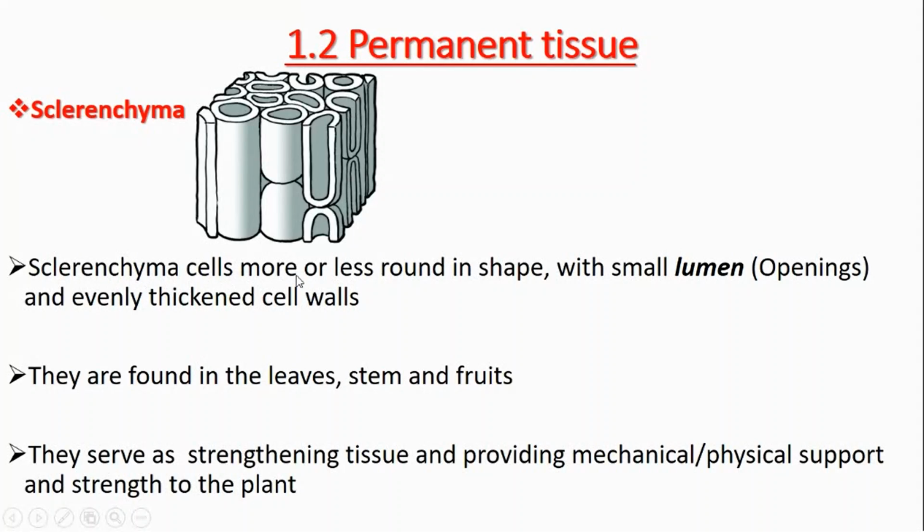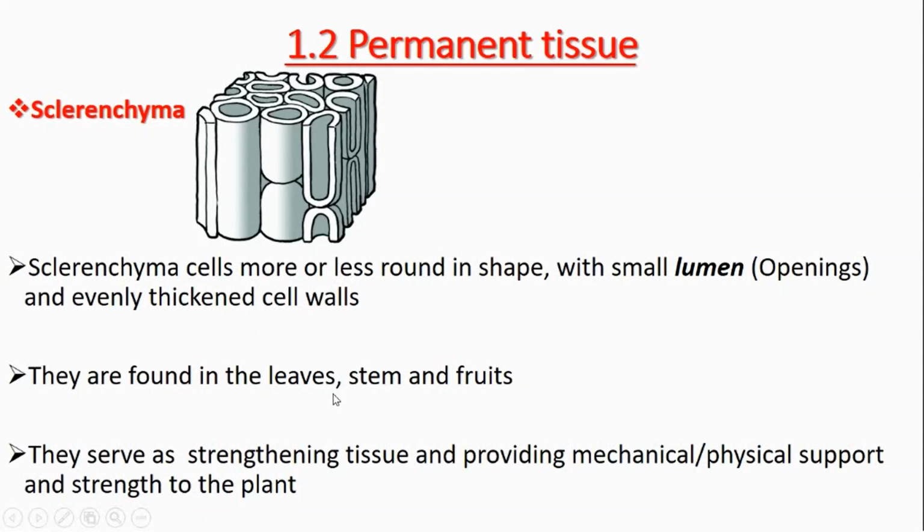The sclerenchyma cells are more or less round in shape. So they look round but can be irregularly shaped or oval in shape. They have small lumen and are evenly thickened around their cell walls. So these openings here are called lumen. These are very small lumen and they have very thick walls. As you can see that the cell walls here are very thick.